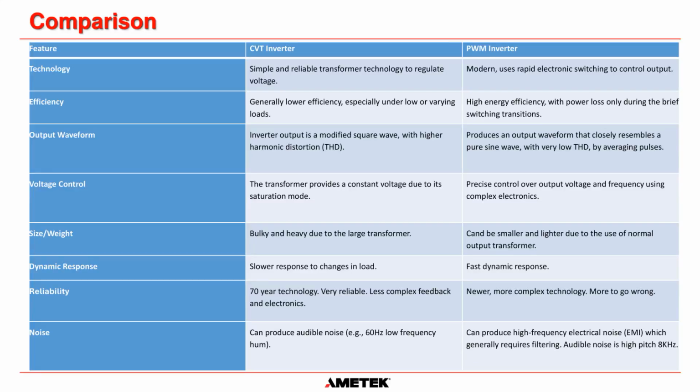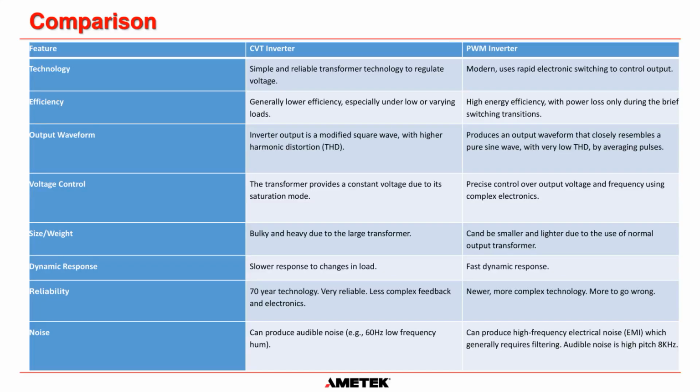On efficiency, the CVT system is generally lower efficiency, especially under low or varying loads. For the PWM system, it's much higher efficiency with power loss only during the brief switching transitions. So the PWM is a much more efficient system. For the output, the CVT is a modified square wave that has higher THD. A PWM system produces an output that closely resembles a pure sine wave. For us, it's an 8 kilohertz system, which has very low THD and averages the pulses.